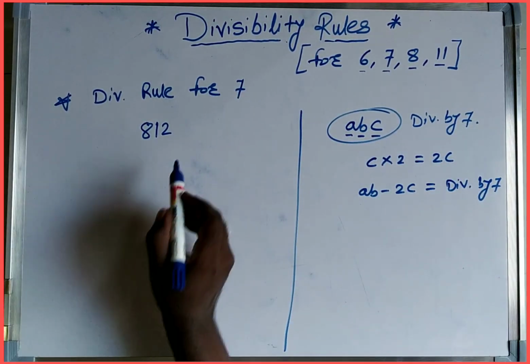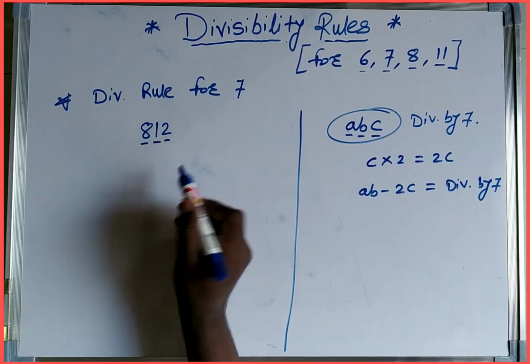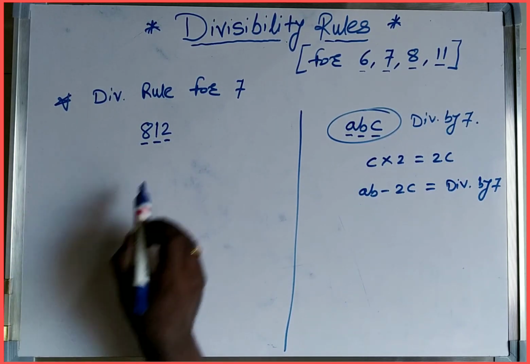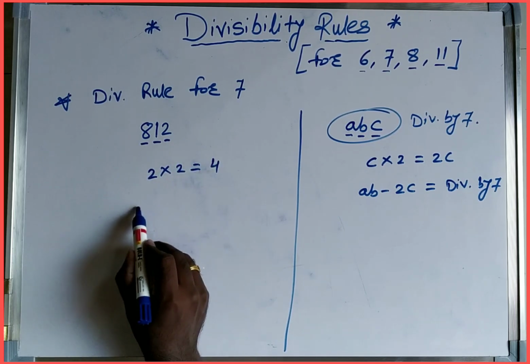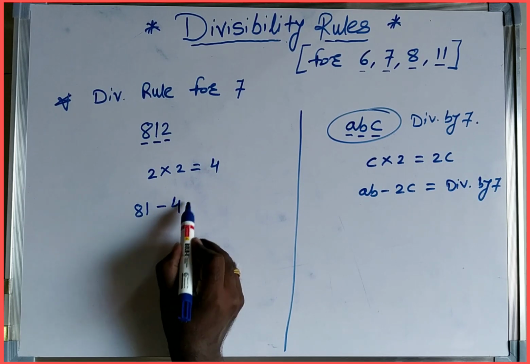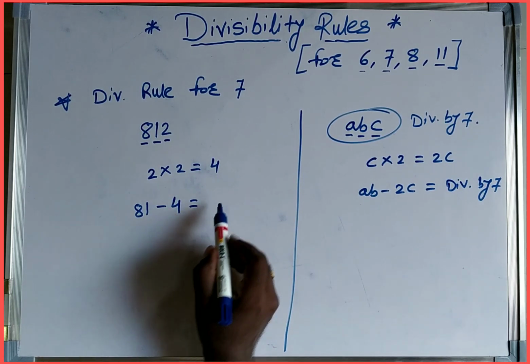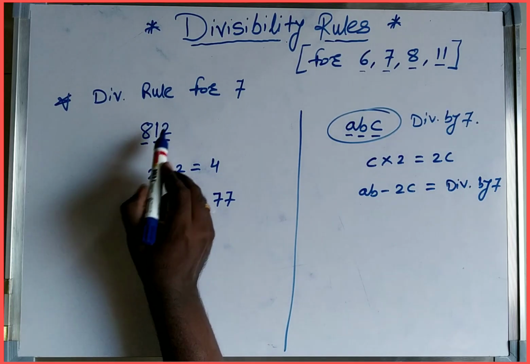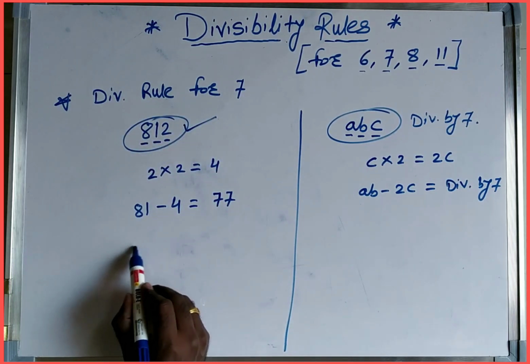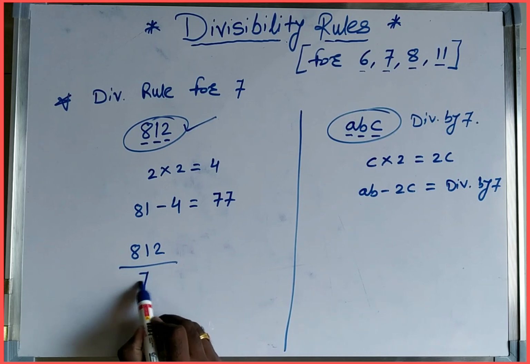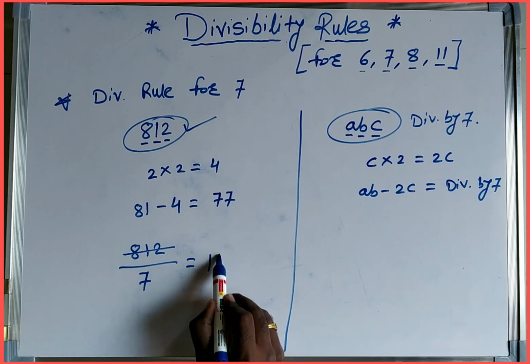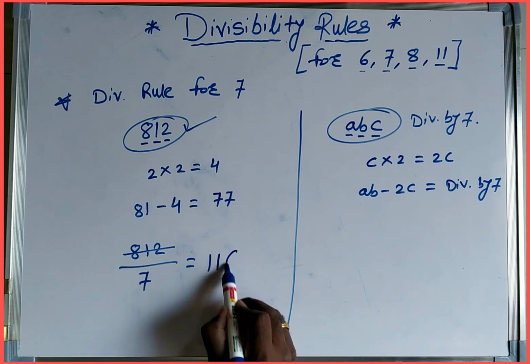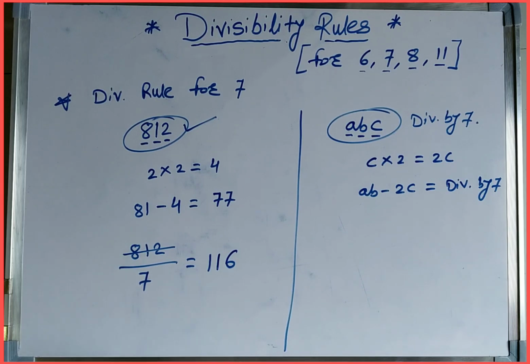Now we will see how it works. 812: take the unit digit, that is 2. 2 into 2 is 4. Now 81 minus 4 is 77. So the whole number is divisible by 7. 812 divided by 7: 7 1s are 7, 1 is remaining; again 7 1s are 7, 4 is remaining, and 7 6s are 42.